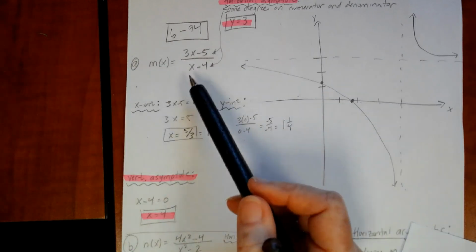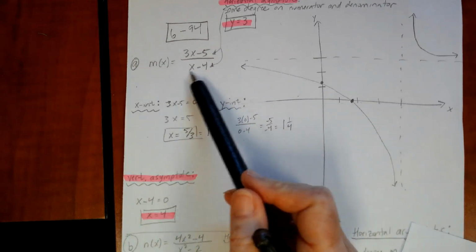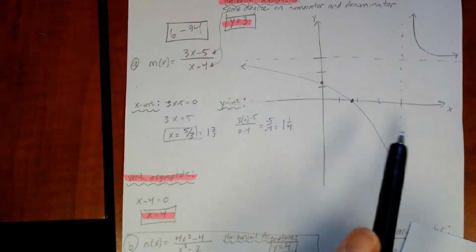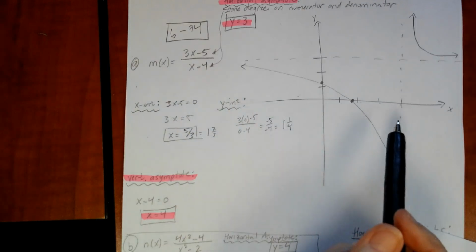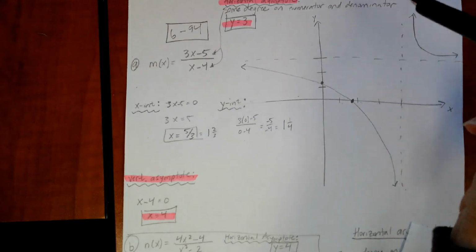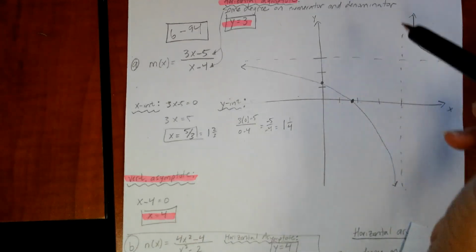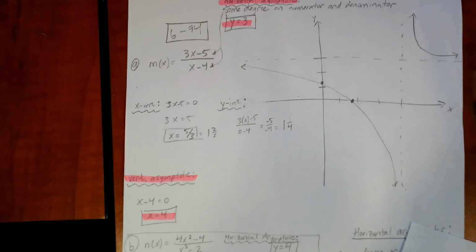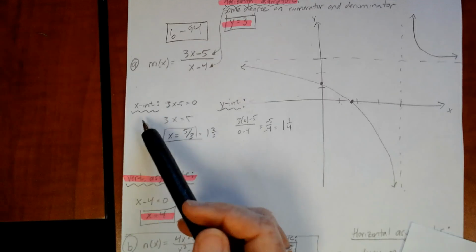A vertical asymptote comes from whenever the denominator of a rational function is 0, so I set it equal to 0 and I got 4. So you just draw a vertical dotted line. That's your asymptote.